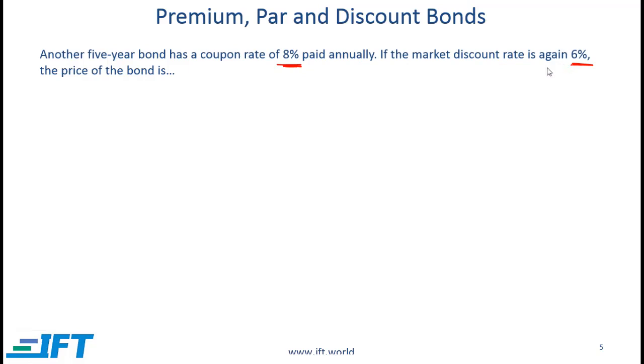discount rate. So in this particular case, again, n is equal to 5. The interest rate is equal to 6%. The payment now is going to be 8% of par value, which is 8. The future value is still the par value, which is 100, and you compute PV.